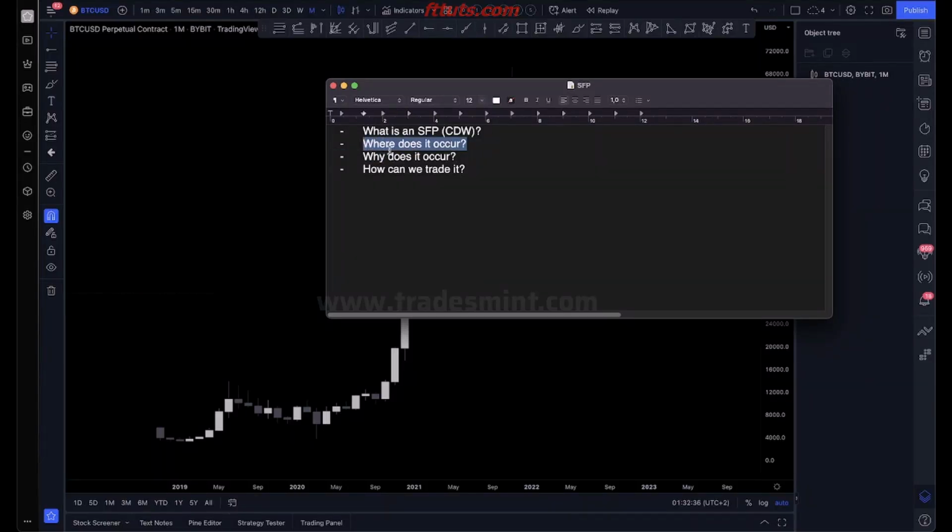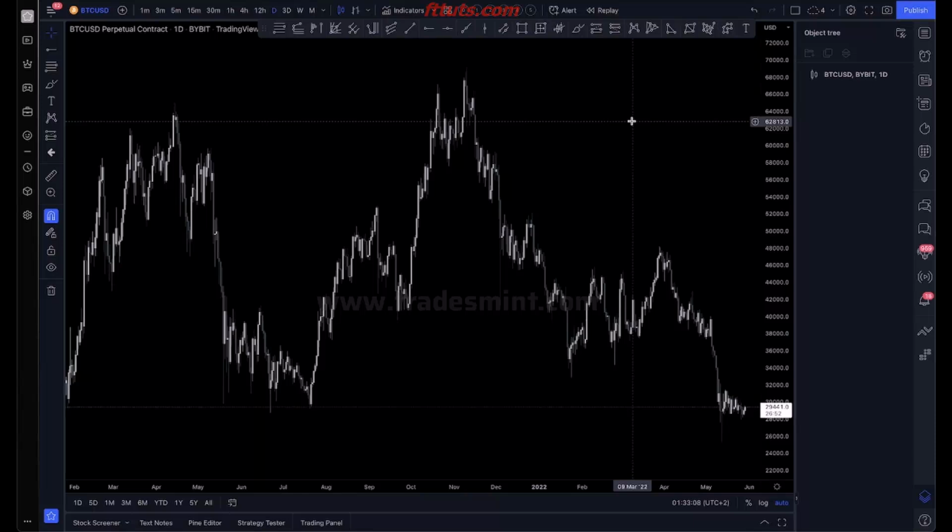So now that we talked about where does it occur, let's talk about why does it occur. So imagine you are a larger player or an entity or a group, and you want to fill a big position, let's say 10 million. You have a few options on how you can do that. So the first option obviously is pressing market buy, right? Let's say the position is a long position, and the first option is market buy.